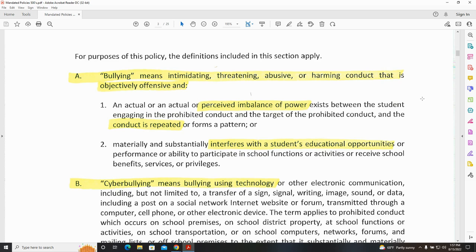And a second part of this is that it interferes with the student's educational opportunities. It creates enough stress for that student where they are distracted, where they are bothered enough that they don't feel comfortable and don't feel safe here at school.